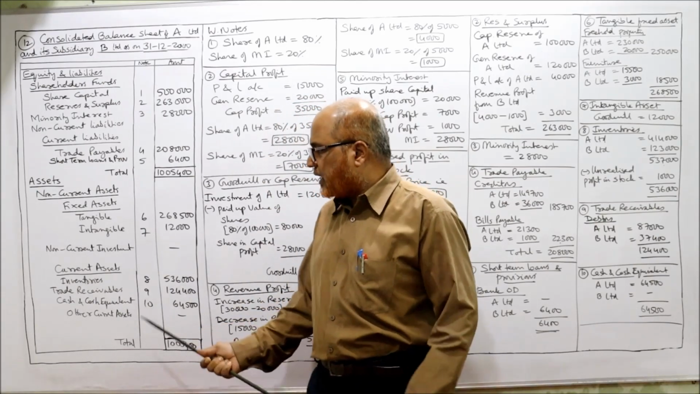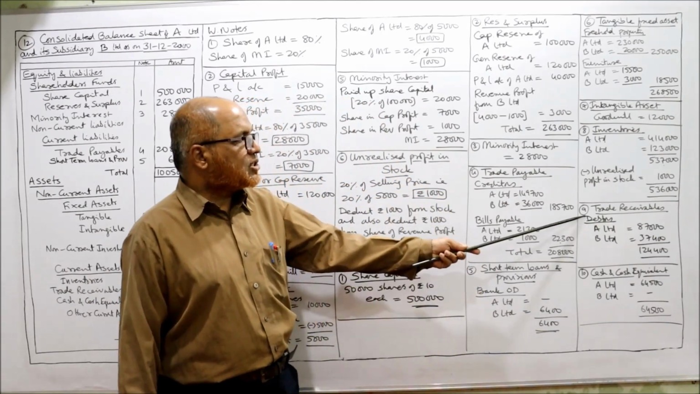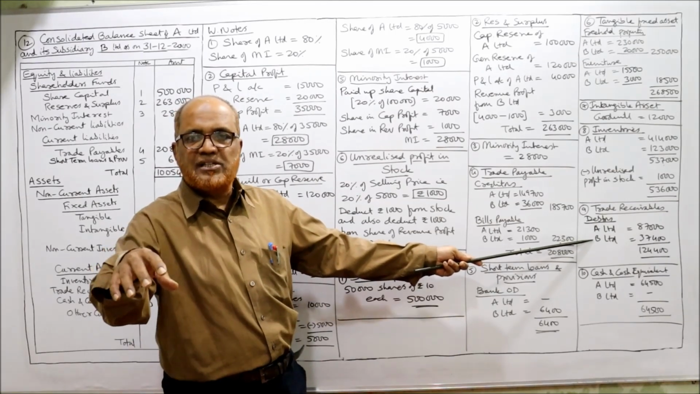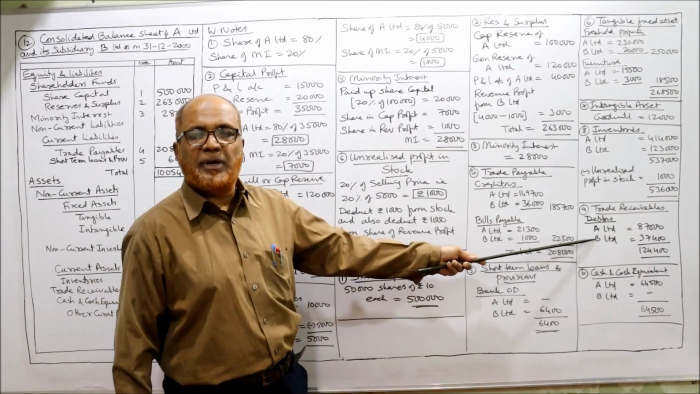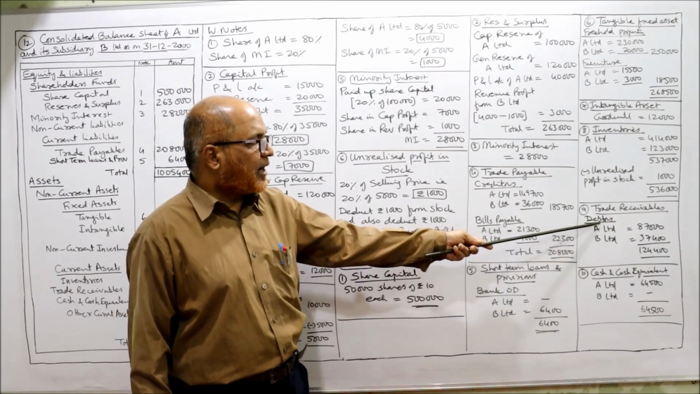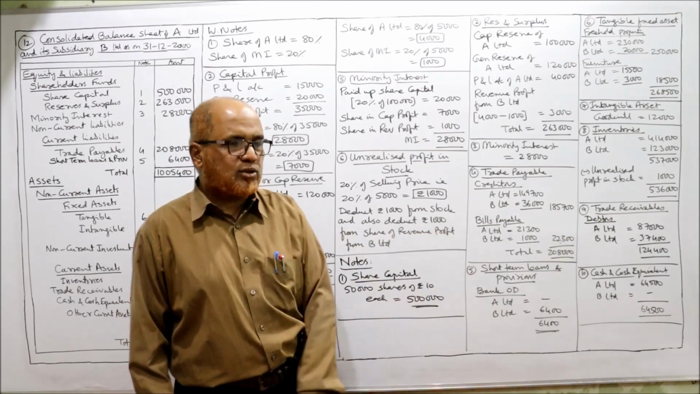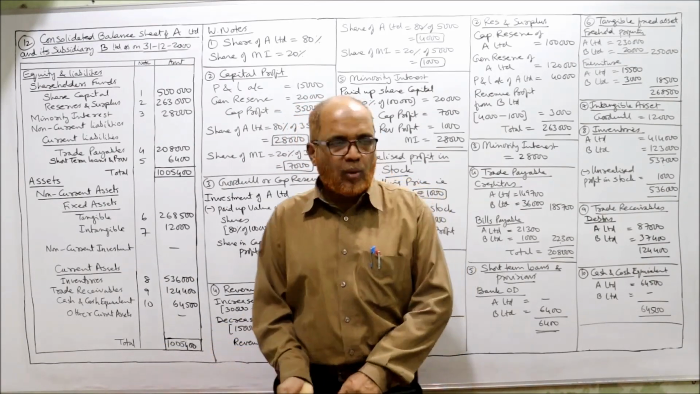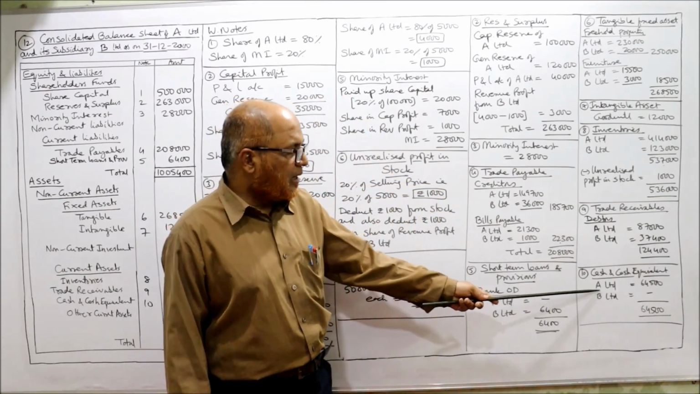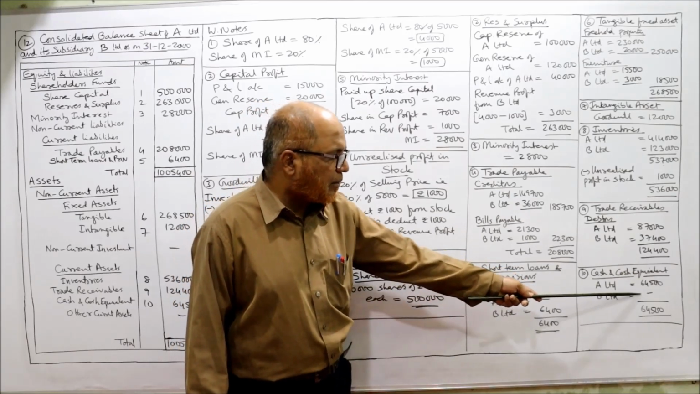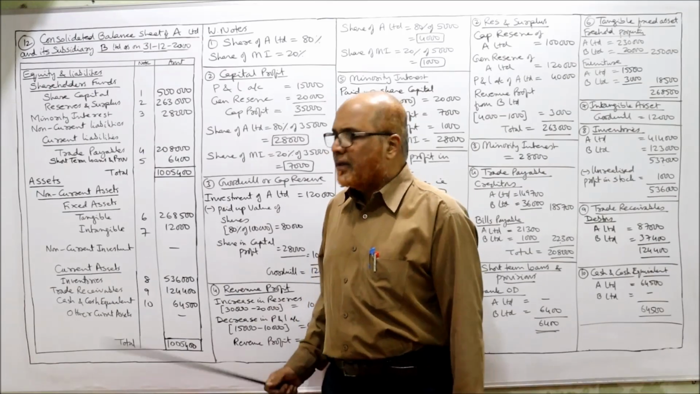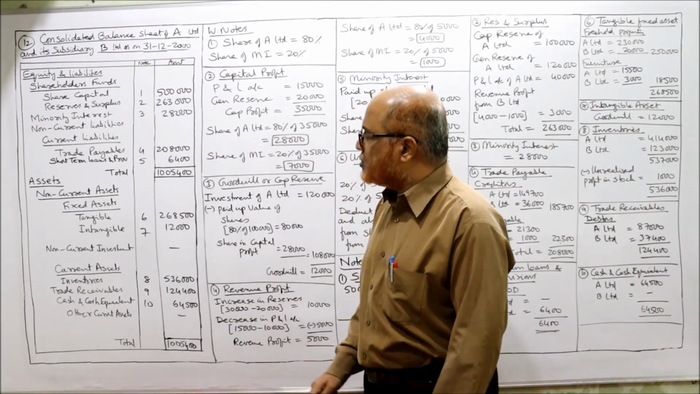Now trade receivable. Trade receivable consists of debtors. We don't have any bills receivable. If there were any bills receivable, we would have taken that also. But here we don't have any. So trade debtors of A Limited and B Limited, 1,24,400. Cash and cash equivalent, bank balance. A Limited 64,500, B Limited no bank balance. Total 64,500. That's all. The balance sheet is tallied at 10,05,400.